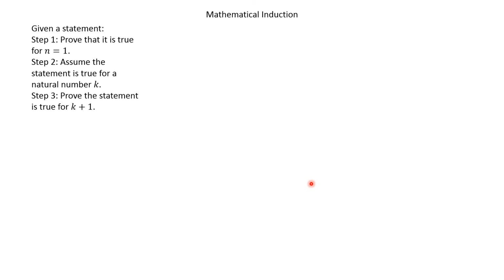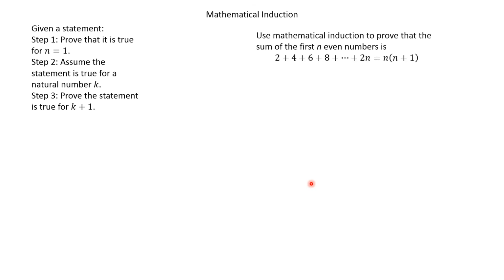And so, let's look at an example here. We're going to use mathematical induction to prove that the sum of the first n even numbers, which would be 2 plus 4 plus 6 plus 8 plus and so on, plus 2n equals n times n plus 1. So step 1, we have to prove it's true for the first term. The first term is 2 should equal, we need to plug 1's in because it's the first term. So does 2 equal 1 times 1 plus 1? Well, 1 plus 1 is 2 times 1, 2 equals 2. Yes, it works for the first term.